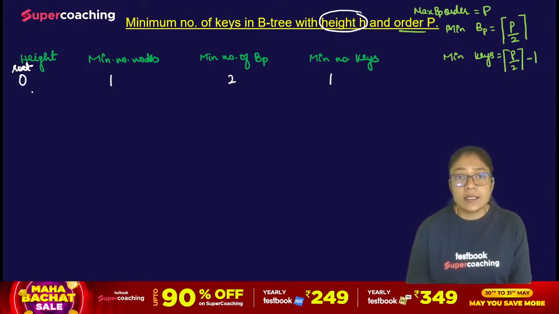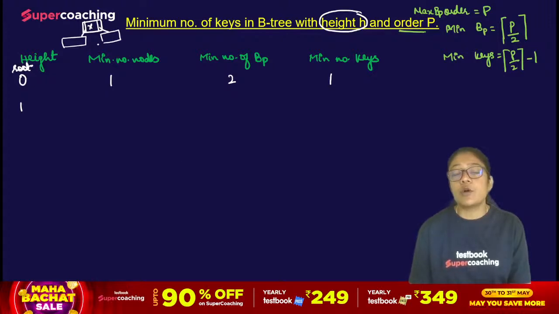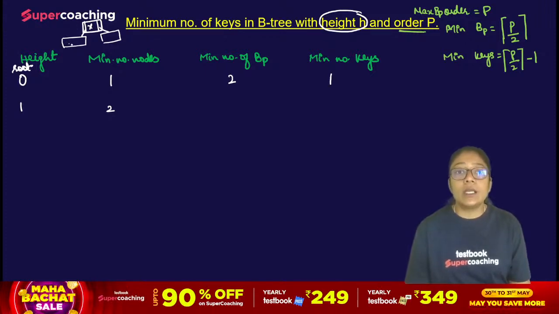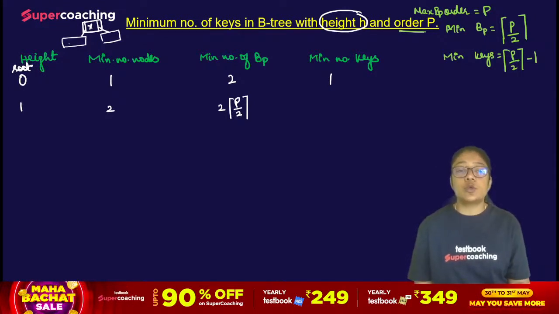Next, at the next level, height 1, let me construct here. If there is one key, there are 2 block pointers. If there are 2 block pointers, then at the next level this will represent the number of nodes. So that means there will be 2 nodes. Now in each node, how many block pointers will be there? In one node, minimum block pointers are p by 2. In every node there are p by 2 block pointers, but there are 2 nodes, so I'm going to multiply it with 2. That means at height 1 we will have 2 into p by 2 block pointers.